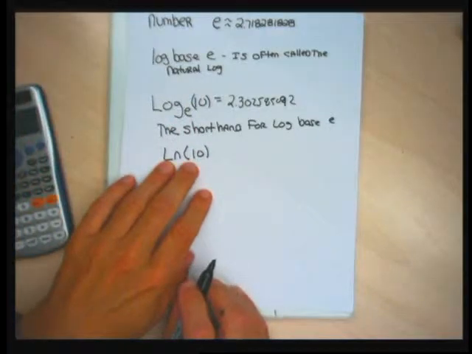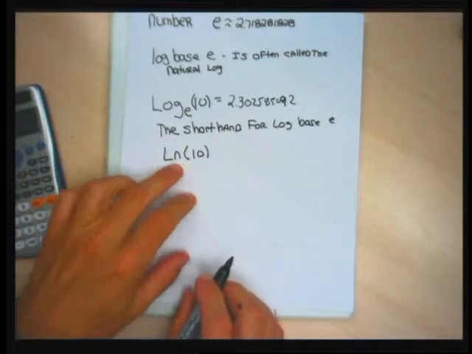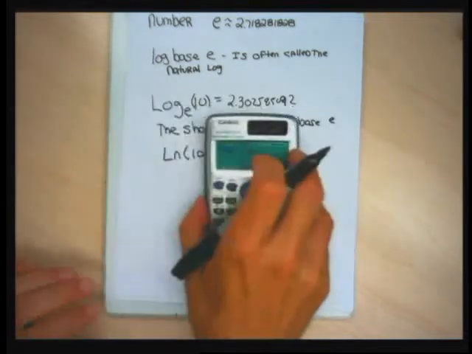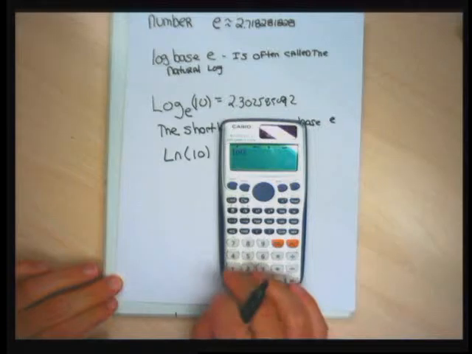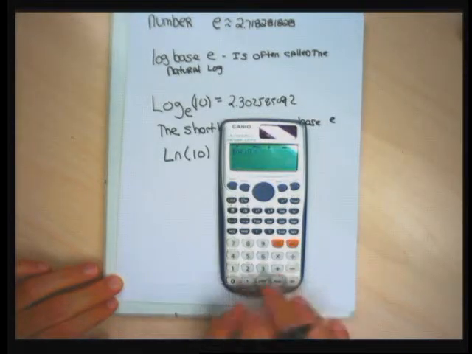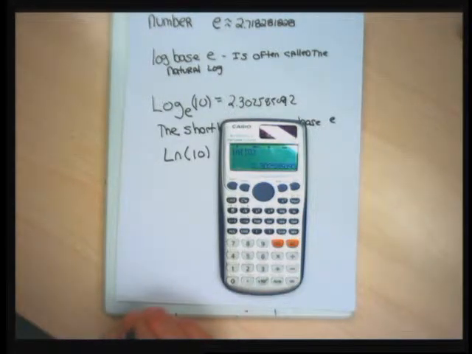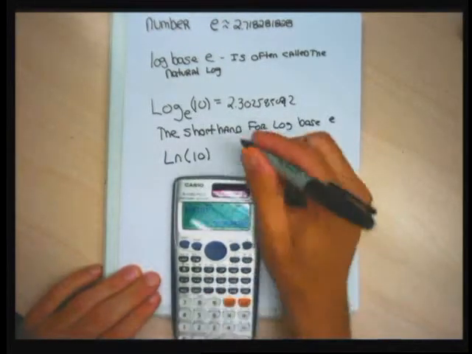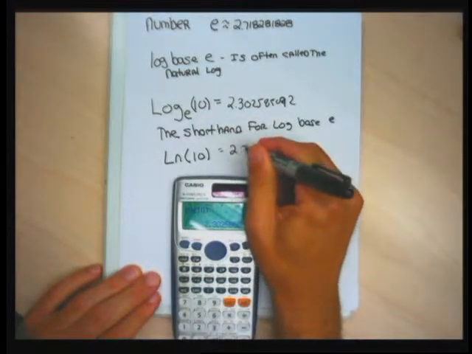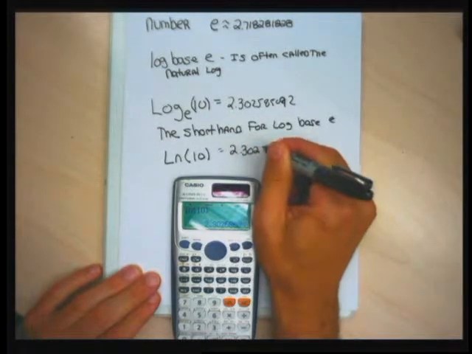If someone writes ln, which I usually read as natural log, this is the same as the log base e of 10. So if I did the ln of 10 on my calculator, that's going to calculate the log base e of 10, and I don't need to type the e. So it speeds up the process a little bit, so the number is exactly the same. And that's going to be the case for any number.